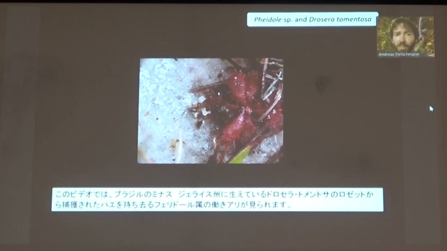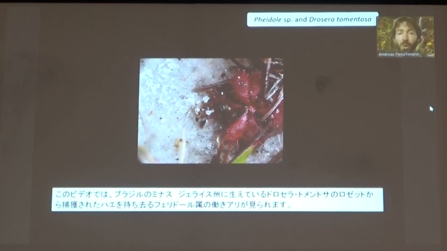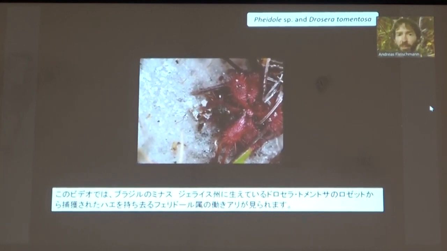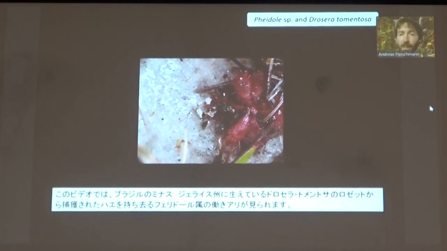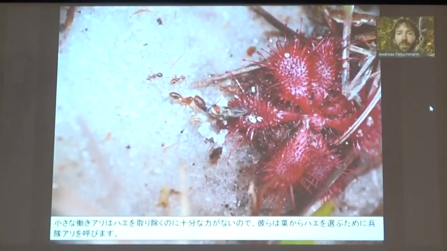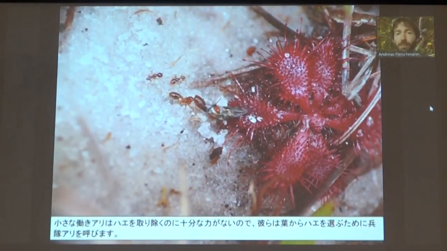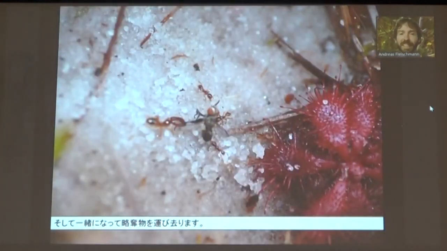So you see the worker actively crawls on the leaf and tries to pull off the fly. The small worker is not strong enough, but now the bigger soldier is helping him. Together, with joint forces, they were able to remove this fly from the Drosera leaf entirely. You see the Drosera had already started to bend its tentacles onto the prey. And there you can see the ants running away with the stolen goods, and nothing is left for the Drosera.